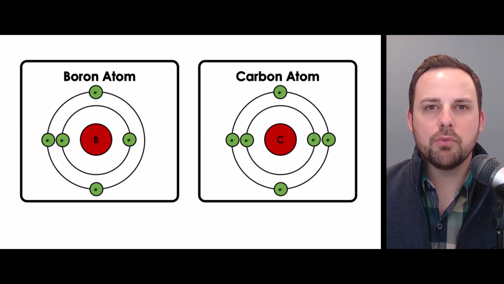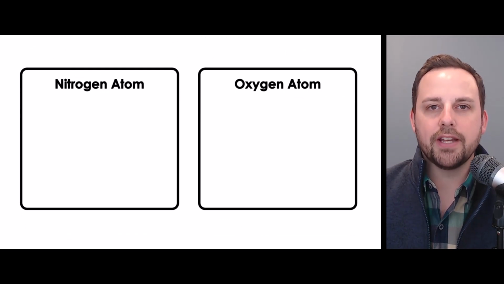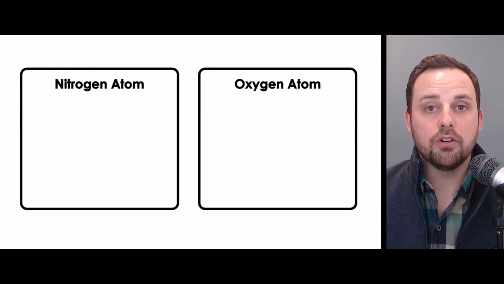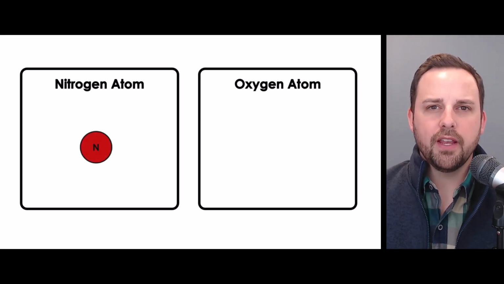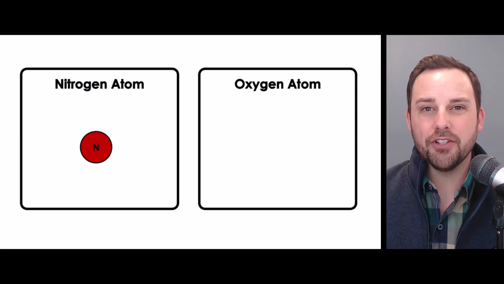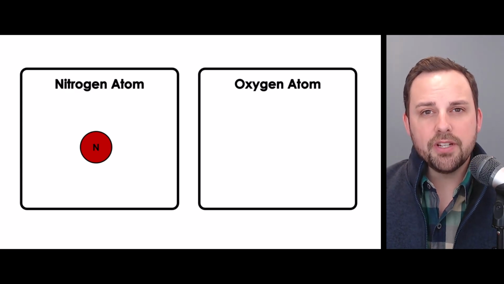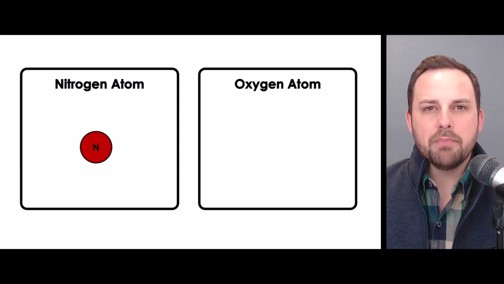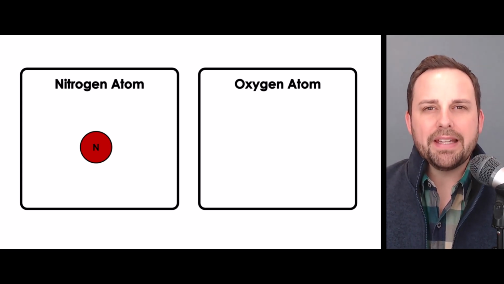Let's try 2 more elements that are slightly larger, the nitrogen atom and an oxygen atom. If you think you can do this on your own, feel free to pause the video and then I'll show you the right way of illustrating these. Just as we did before, we'll abbreviate the nitrogen nucleus just by drawing an N inside of this red sphere. We know that nitrogen is atomic number 7. That means there's always going to be 7 protons in the nucleus, and if the atom is neutral, that means there'll be an equal number of electrons in these electron shells.